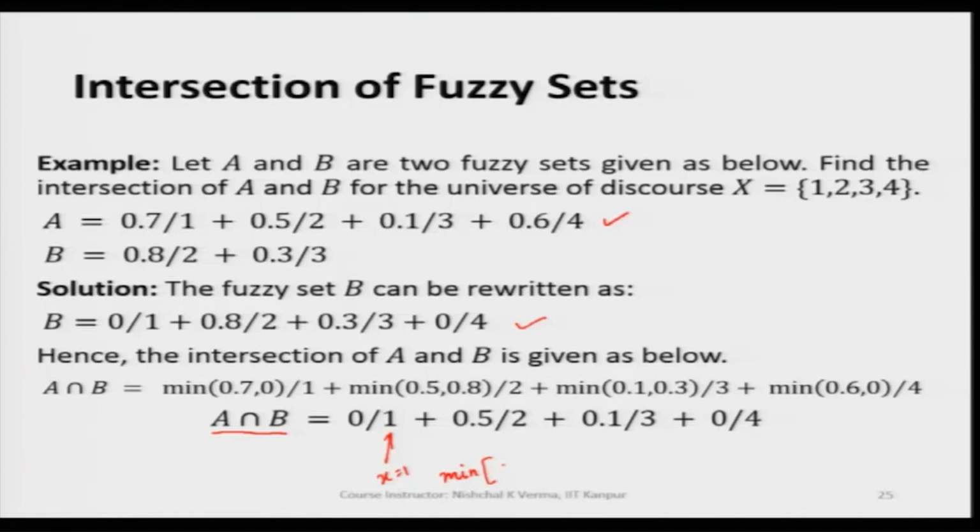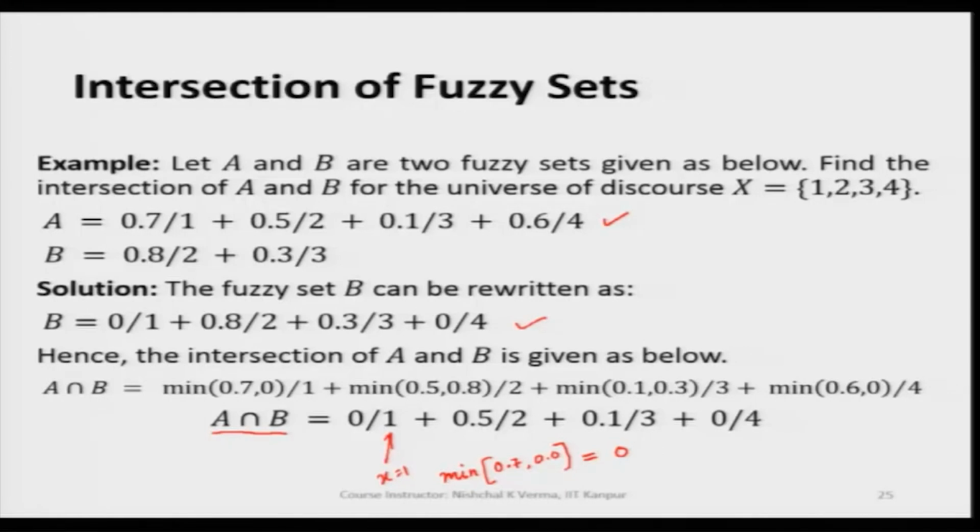membership values. In one case for fuzzy set A we have 0.7, and for the other fuzzy set we have 0. So, the minimum of this will come out to be 0. That is why 0 has been mentioned here, although 0 is never written when we represent a fuzzy set. So, this can be neglected here.